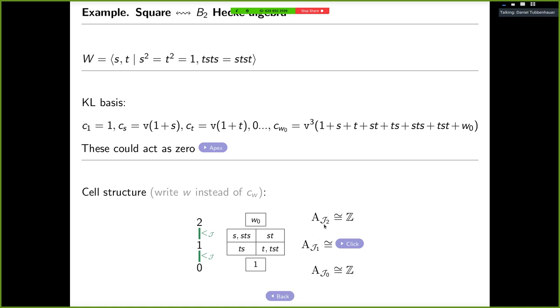And it's not hard to see that the associated asymptotic algebras for the bottom and the top one, there's not much choice. They're just the integers. For the middle one, it's a bit more interesting. So let me show you how it looks.